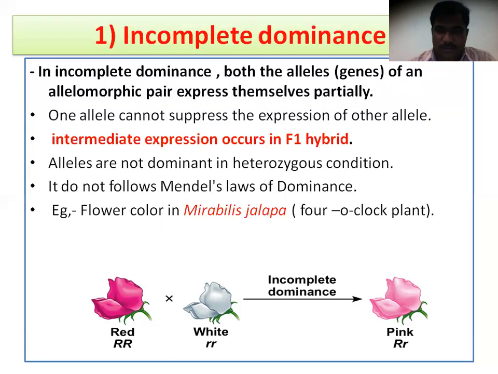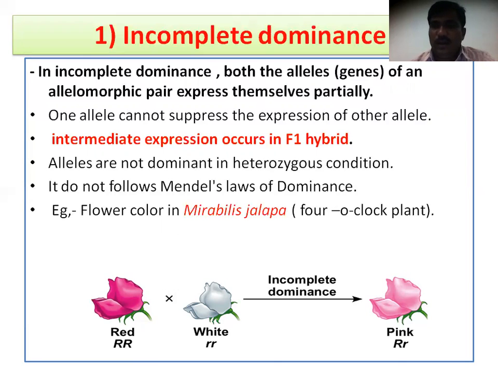See this diagram. The red flower is crossed with the white flower. Red is dominant over white. Red is denoted by capital R, and white flower is denoted by small r. These are the flowers of Mirabilis jalapa, the four o'clock plant. The example considered here is flower color in Mirabilis jalapa. So these two plants, one having a red flower, the other having a white flower. The red character is dominant over the white. When these two plants are crossed together, the F1 generation shows all flowers are pink.